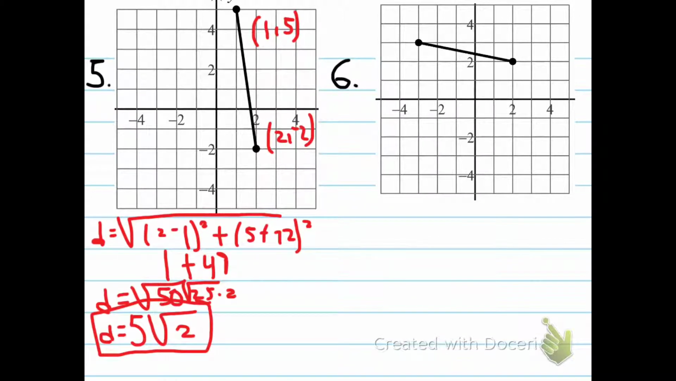So for the next problem, you should have found the coordinates first. So this one is at negative 3, 3. And then the other point is at 2, 2. So now plug it in the formula. So our x's are negative 3 and 2. And then our y's are 3 and 2.